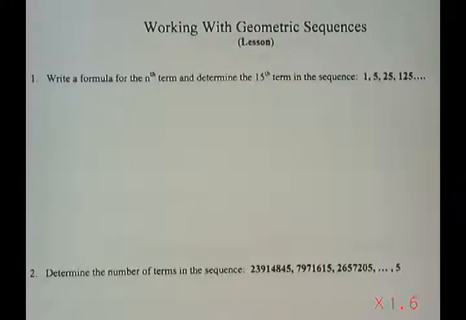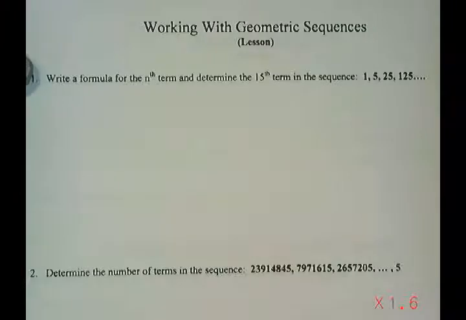This is part 2 of our video on geometric sequences. In part 1, we talked about what a geometric sequence was, and we came up with a generic formula for the explicit equation of a geometric sequence. So we're going to try applying that and doing a couple of questions.